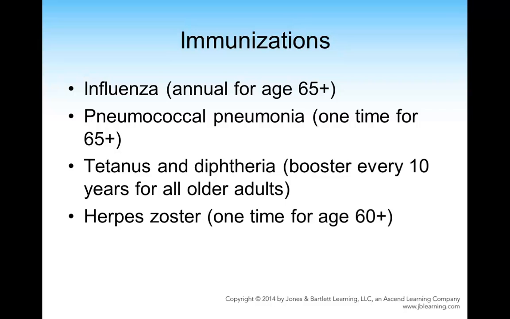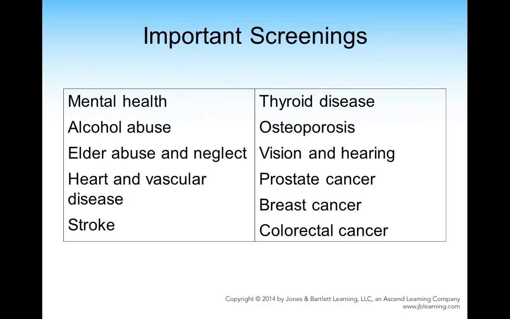Immunizations are critical. We say annual influenza for anyone just based on your age at 65. Pneumococcal once for 65 and plus. Anybody needs a tetanus and diphtheria booster. This can be a catch-all. Some places the elder person needed it when they were still actively working, maybe because of their job, and are probably due for a booster. Herpes zoster, we don't want those poor people to get shingles. That is one of the most painful things that they can get.